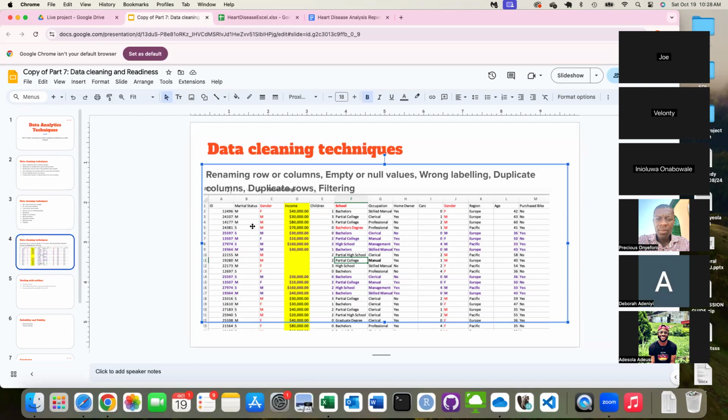Cleaning can involve renaming columns and rows, and removing empty or null values. So for example, look at this sample of data. We have empty columns.